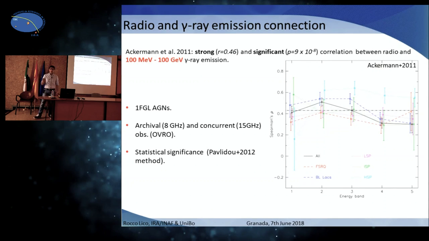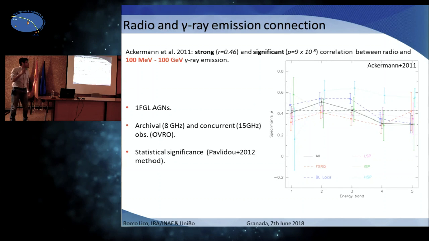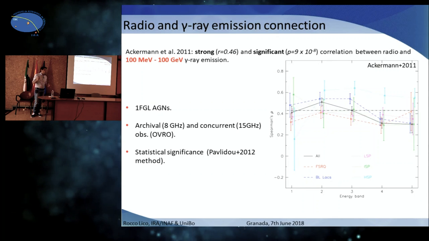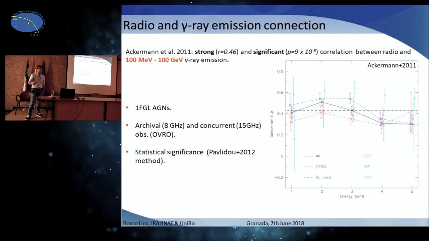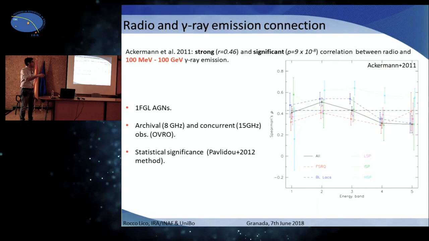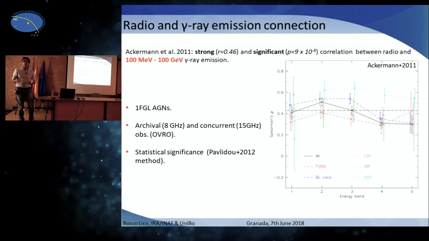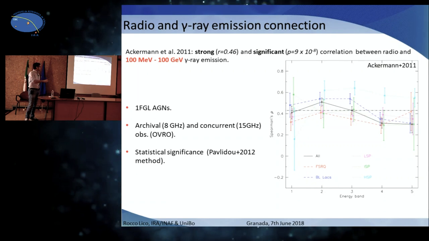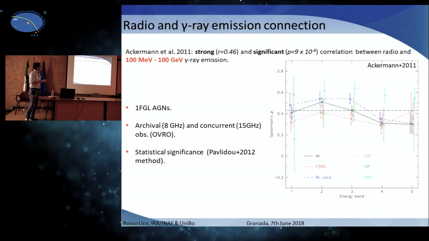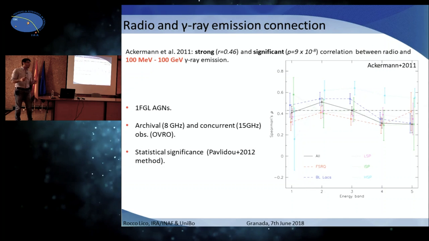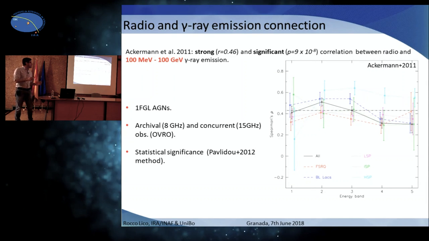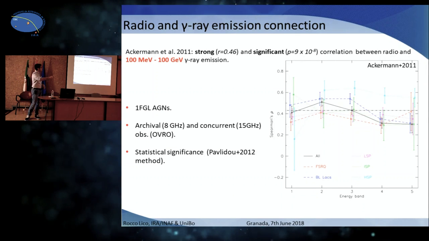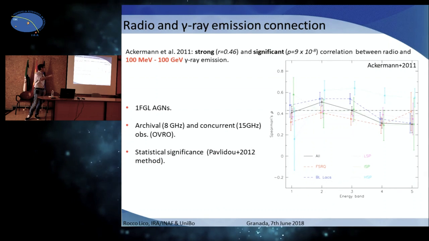There is a strong and significant correlation between those two emitting bands. This kind of connection was explored in several works. Here I just mention one of these works, which is the work of Ackermann et al. 2011, which actually is one of the most complete works in this sense. In this work, the authors used the sample of the first catalog of AGNs, the 1FGL, and they used at radio frequencies both 8 GHz archival data and 15 GHz concurrent observations by a single dish telescope, which is the OVRO telescope, the radio telescope in Owens Valley.